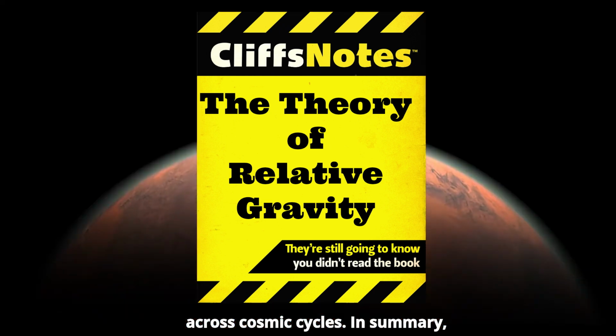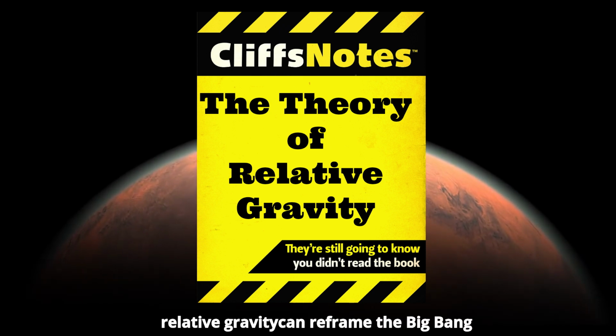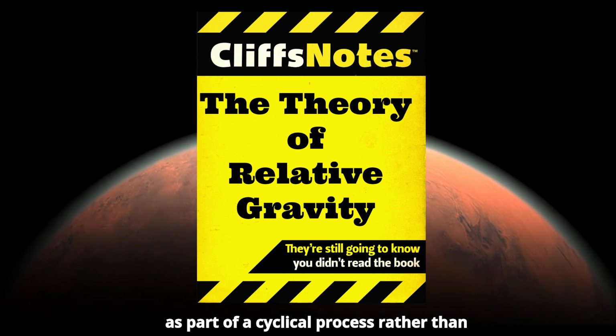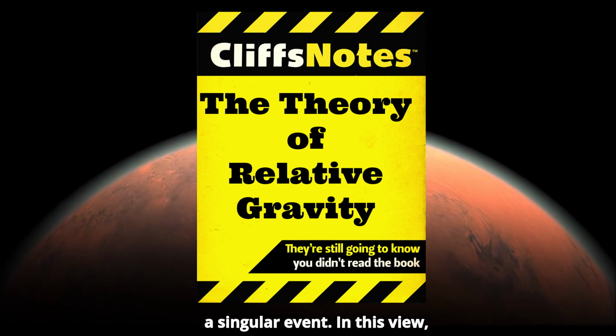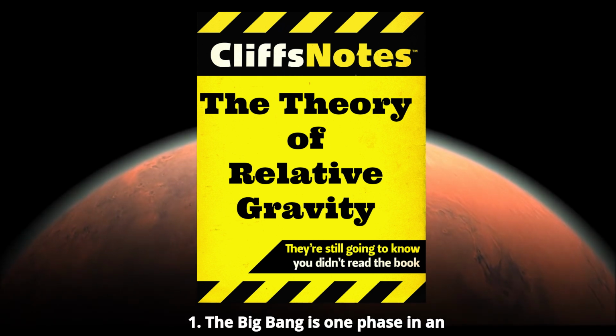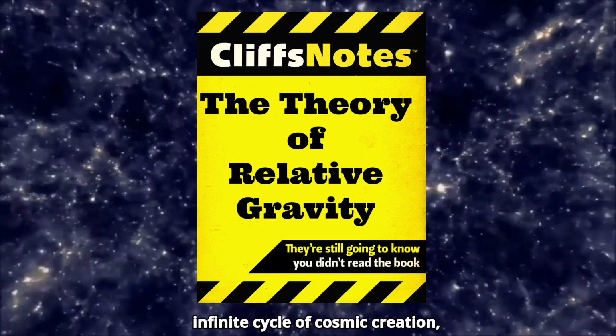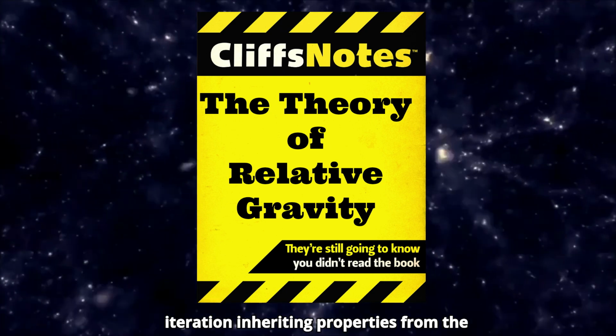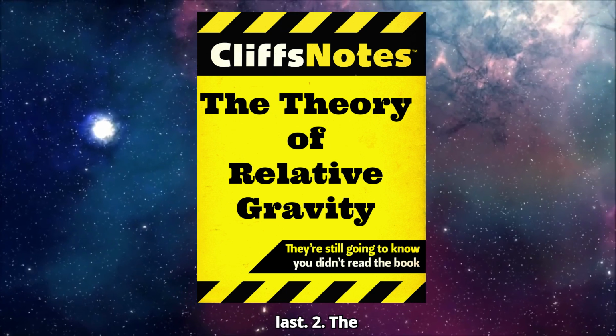In summary, the delta phenomenon and theory of relative gravity can reframe the Big Bang as part of a cyclical process, rather than a singular event. In this view, 1. The Big Bang is one phase in an infinite cycle of cosmic creation, transformation, and rebirth, with each iteration inheriting properties from the last.